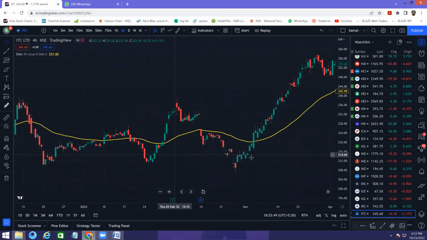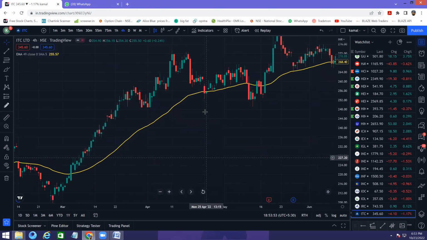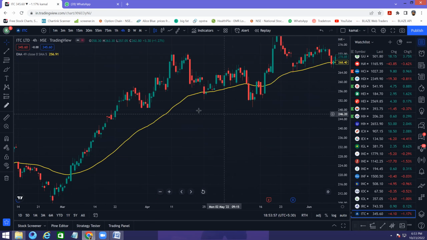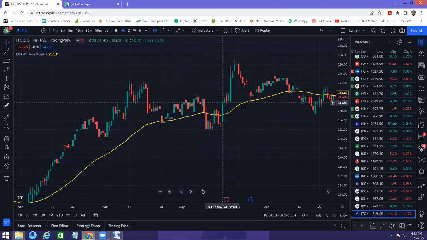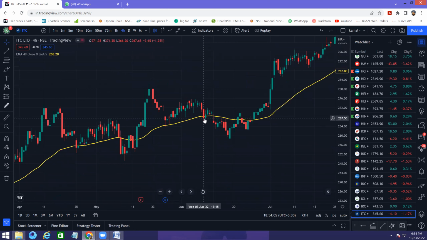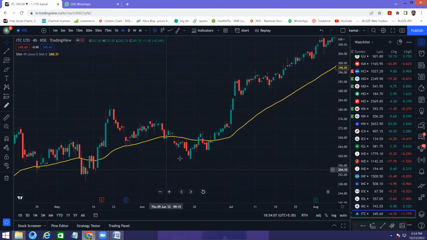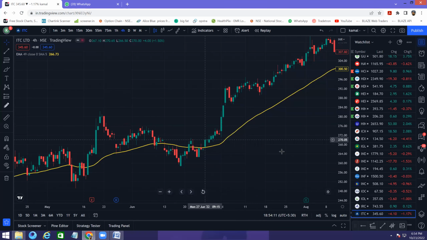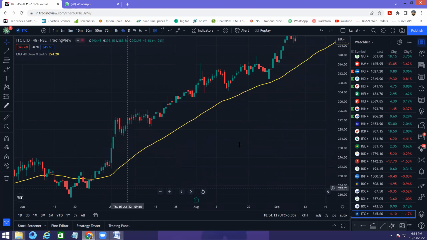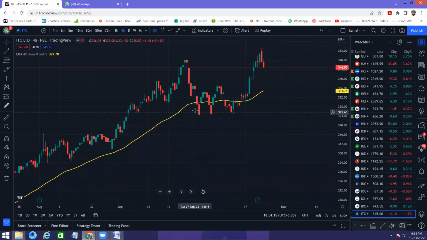But see here, 233, 254, 21 rupees. Again here, you would have ended up with a loss. Profit, profit, profit, small loss. Profit, entry, exit is here.